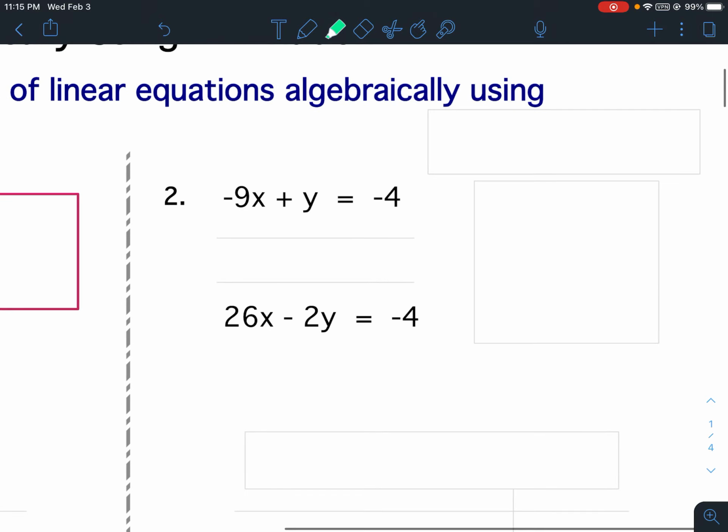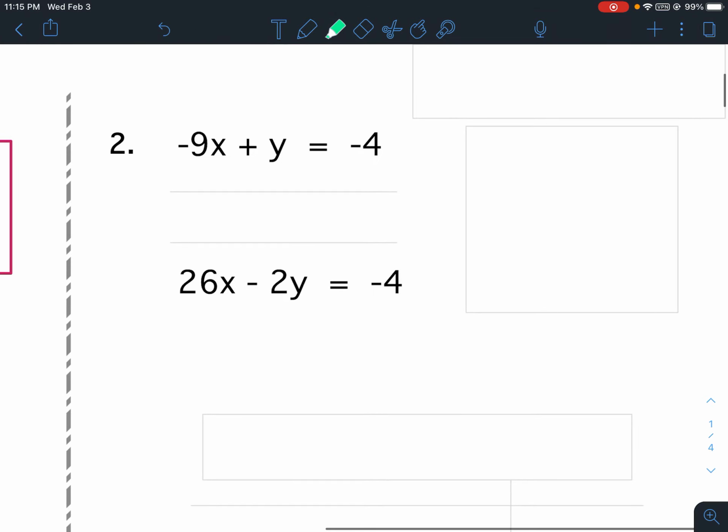Number 2, which variable am I going to solve for? This has a coefficient of -9. This has a coefficient of 26. This has a coefficient of -2. This top y is the only one that has a coefficient of +1. It's the only one that would take only one step to solve for it.